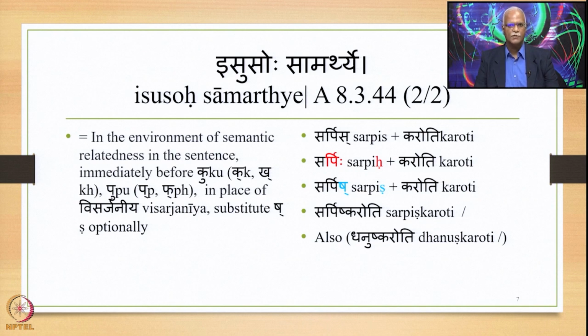And so, sarpis has got s, which is immediately preceded by i. So, this is semantically a part of sarpis which is semantically related to karoti, at the beginning of which is ka, and so now isuso samarthye has got all its conditions fulfilled. So, it applies over here and substitutes this visarga in sarpihi into sh. So, sarpihi karoti is substituted by sarpish karoti, and finally we get sarpish karoti as the output generated, which is an optional output. So we also have Sarpihi Karoti.